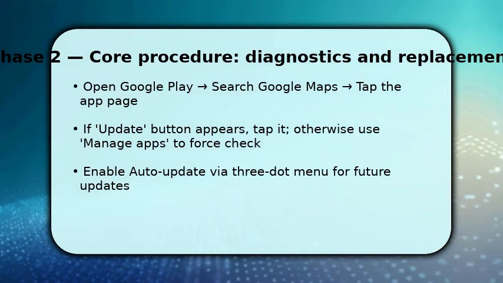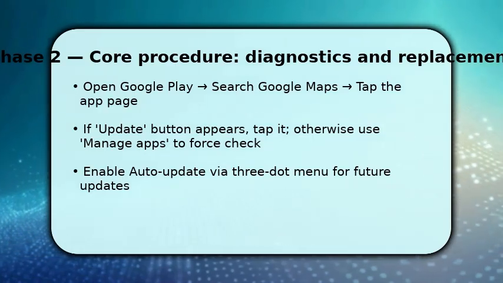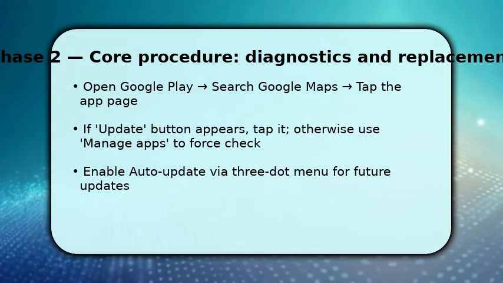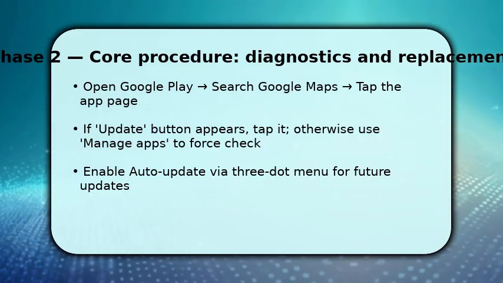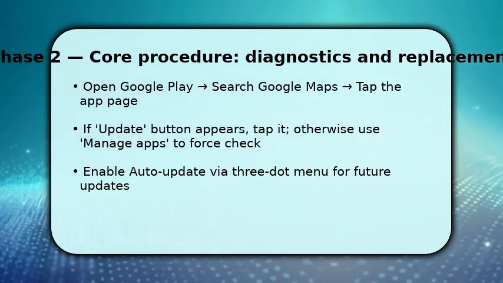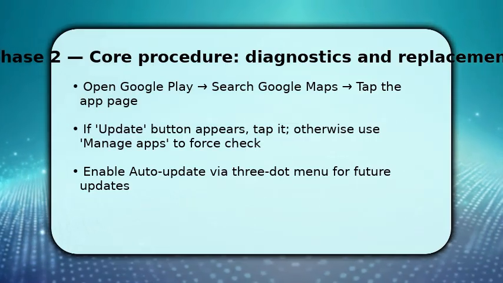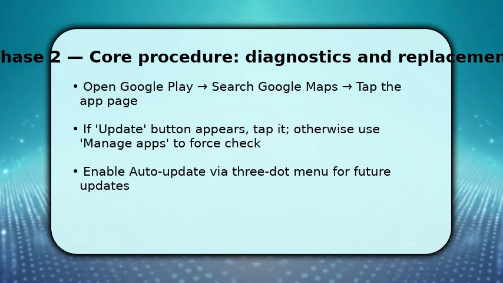If not, pull down to refresh or use Play Store settings, right arrow, My Apps to force a check. Once downloading, let the app install. Make sure background data is allowed if you used mobile data. After installation finishes, open Maps to confirm the latest features load, and enable Auto Update in the three-dot menu to automate future updates. You finish by verifying the update.